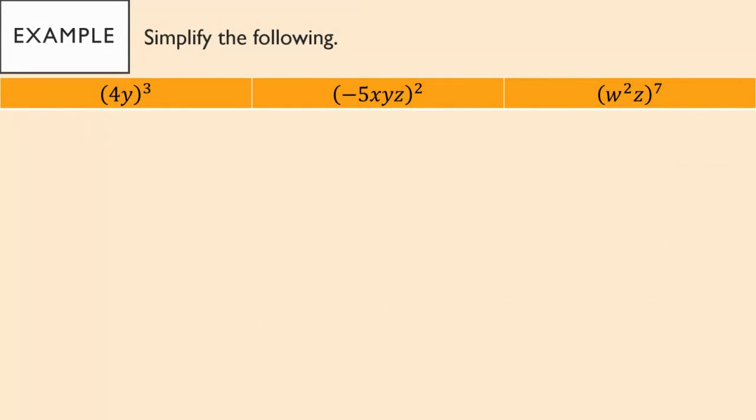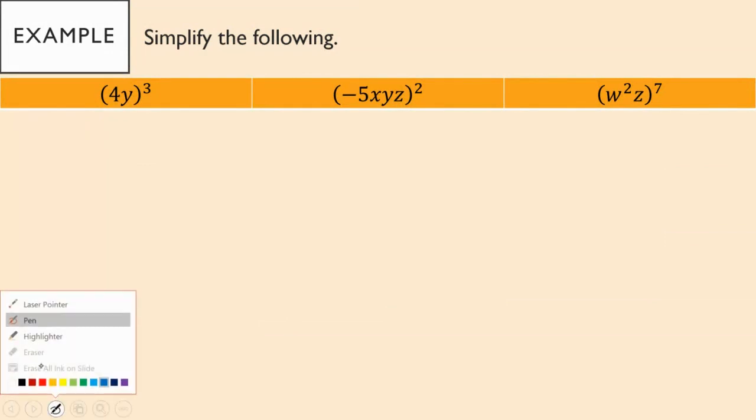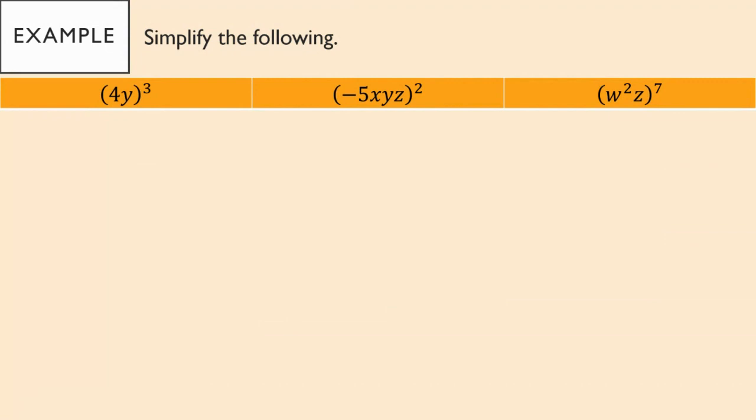So I'm going to show how this rule applies here for these 3 examples. So on the left, I have 4y and then the 3 on the outside. So that exponent gets applied to everything on the inside. So we get 4 to the 3rd power and y to the 3rd power. So then 4 to the 3rd power, if you do that on your calculator, comes out to 64. So we get 64y cubed.